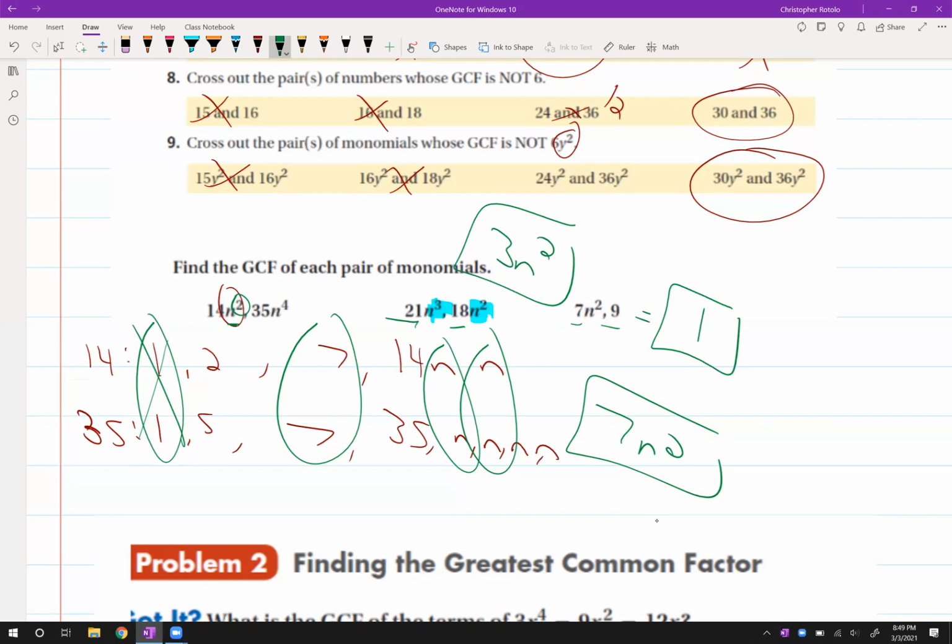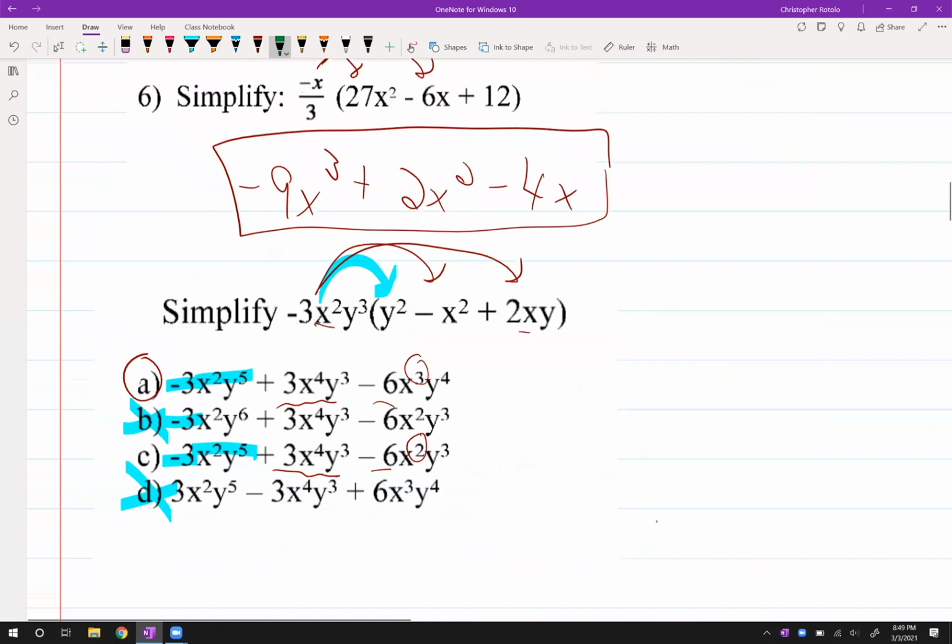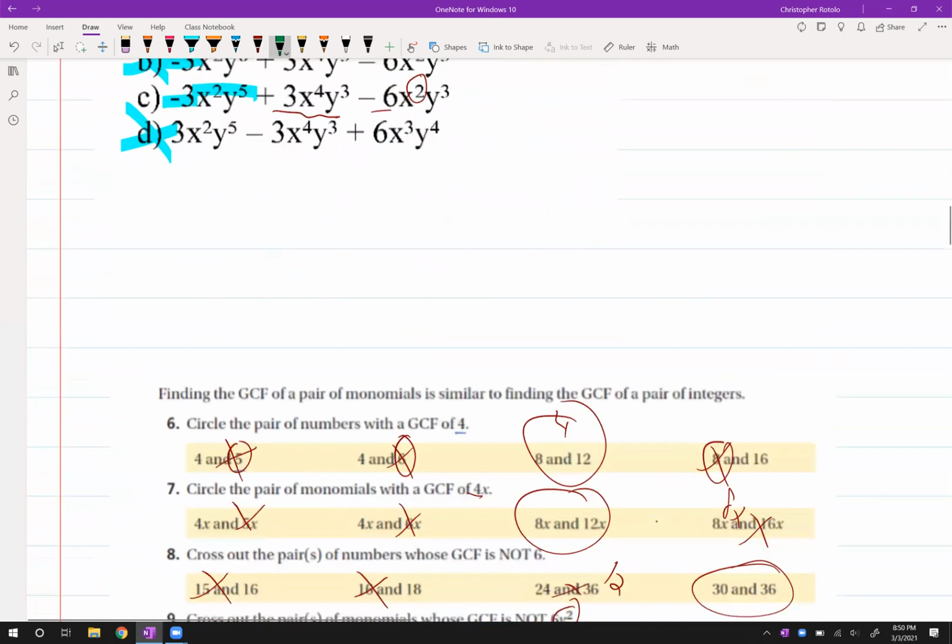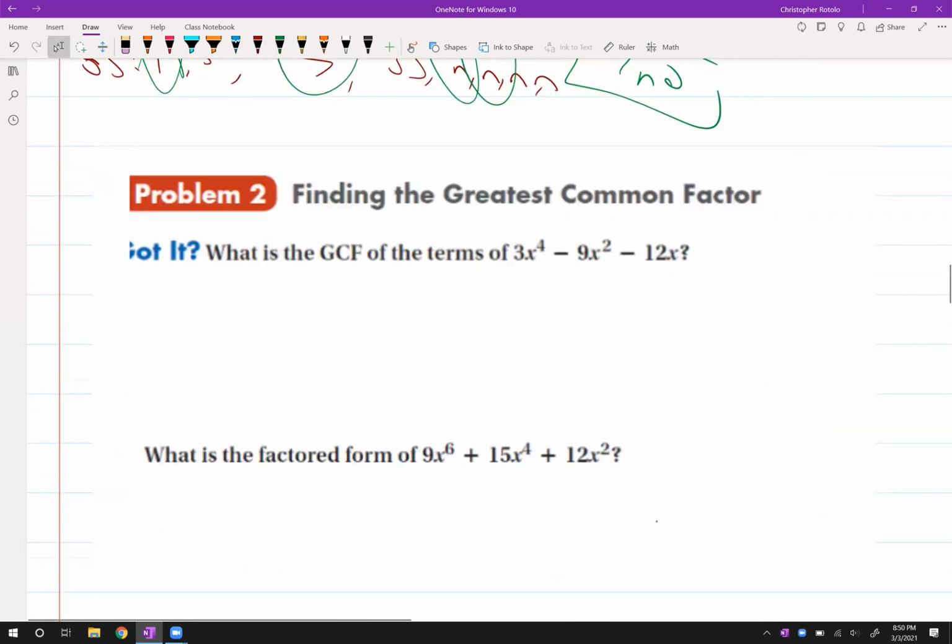Now, finding the GCF is important to what we're going to do next, because all the time that we were putting these things into the problem, that was distributing. Well, factoring is when we take all the things out of the problem. So we're going to find the GCF, and then we're going to take it out.